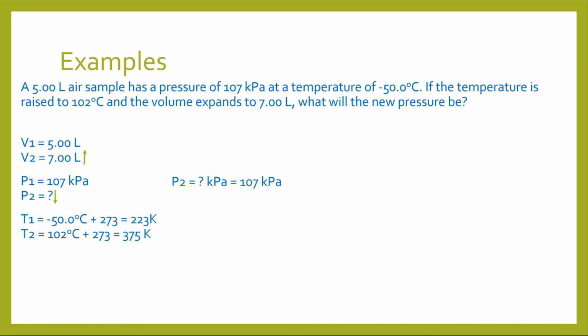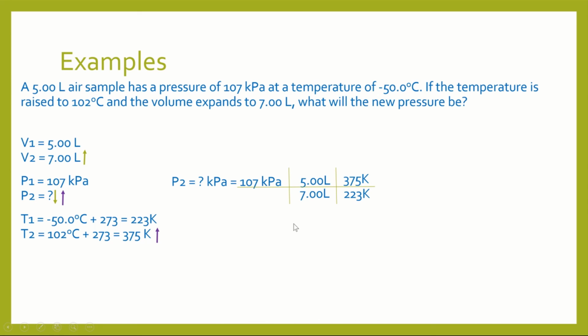I started with volume. My volume went up. It's an inverse relationship between volume and pressure, so I'm going to expect my pressure to go down. So I want the smaller of the two volumes on top, 5 over 7. And now we'll take a look at temperature. My temperature went up, so I'm going to expect my pressure to go up. That's a direct relationship. So I want to put the larger of the two numbers on top, 375 on top, 223 on bottom.